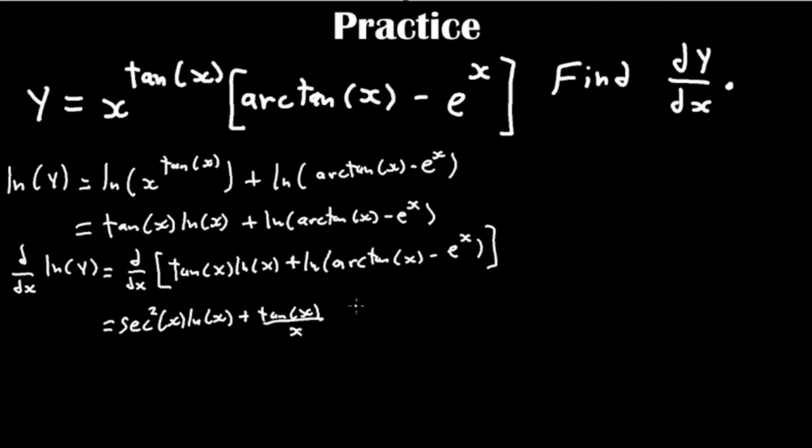For the second bit, by the chain rule, we need to do 1 over, because that's the derivative of natural log, the inside, multiplied by the derivative of whatever's on the inside. So what's the derivative of arctangent? If you recall, hopefully you have a formula sheet to make this easier for you. But if you don't, the derivative of arctangent is 1 over 1 plus x squared. And then the derivative of negative e to the x is just negative e to the x.